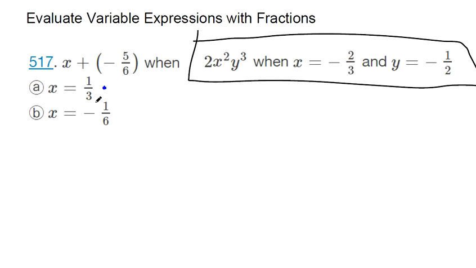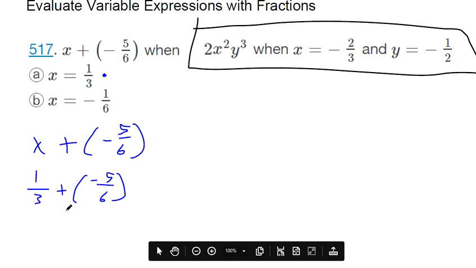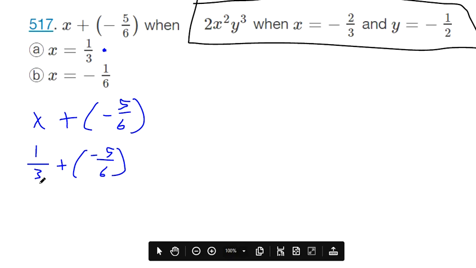All right, so I'm going to plug in 1/3. Here's the original expression. I'm going to plug in 1/3 in for x. And now we just have a normal fraction arithmetic problem. We got to get common denominators, so just multiply the top and the bottom of this fraction by 2.